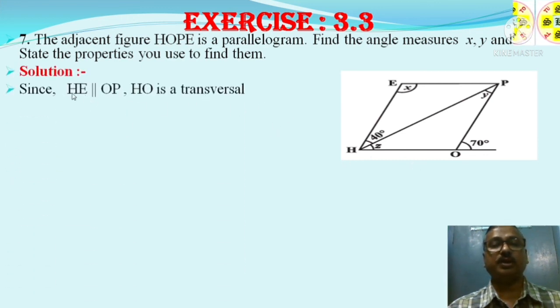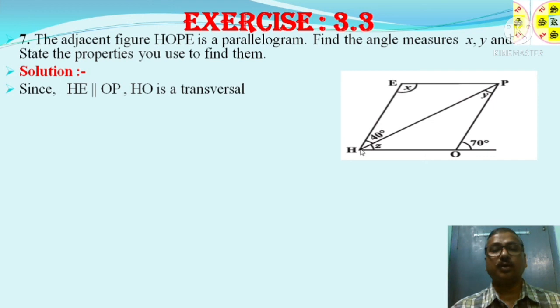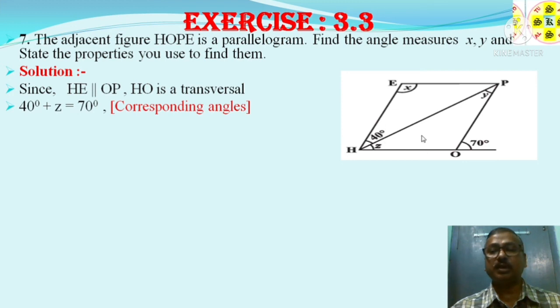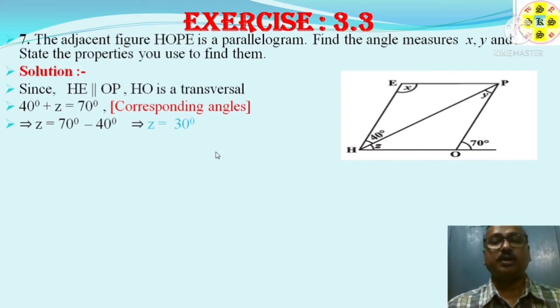Now HE is parallel to OP. Which one is the transversal? HO is a transversal. Therefore what can we write? 40 plus Z, this angle is equal to this angle. 40 plus Z equals angle 70, that is the value 70, corresponding angles are equal. So now Z equals 70 minus 40, therefore the value of Z equals 30 degrees.